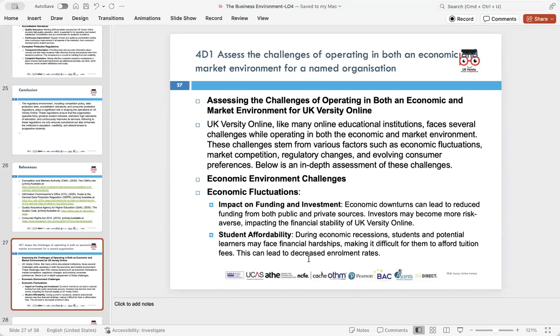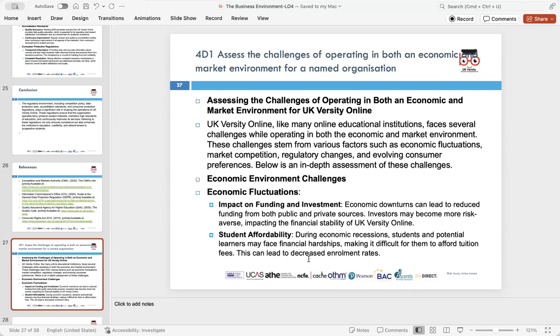Next is student affordability. Economic recessions can lead to financial hardship for students and potential learners. When the economy is struggling, individuals might face job losses, reduced income, or increased living costs, making it difficult for them to afford tuition fees.